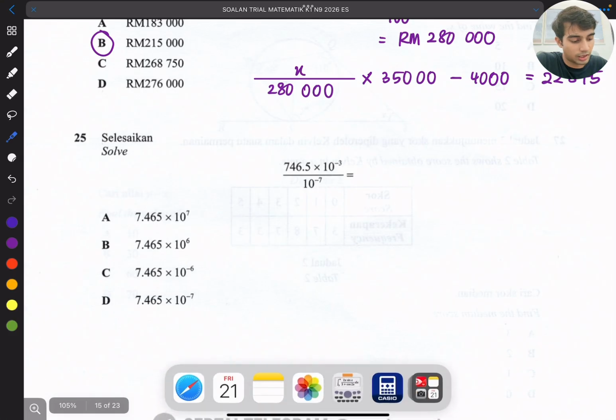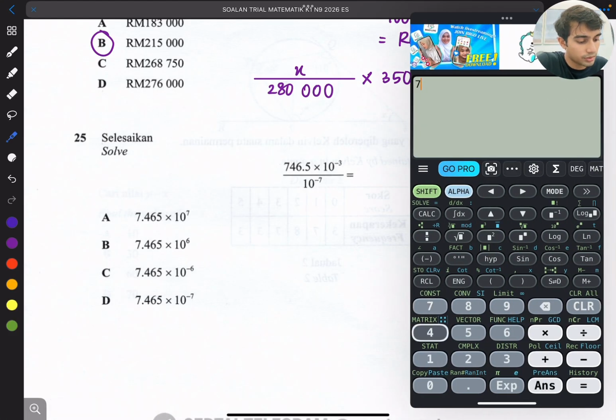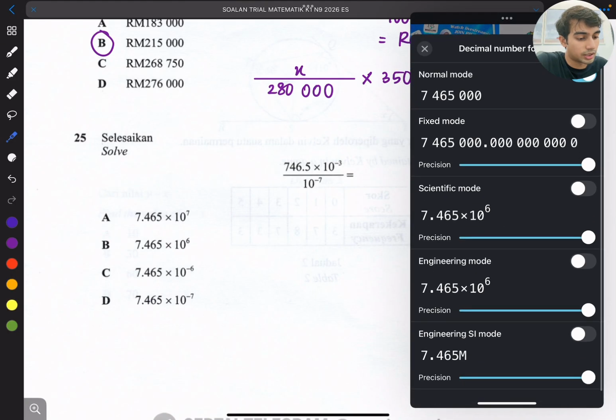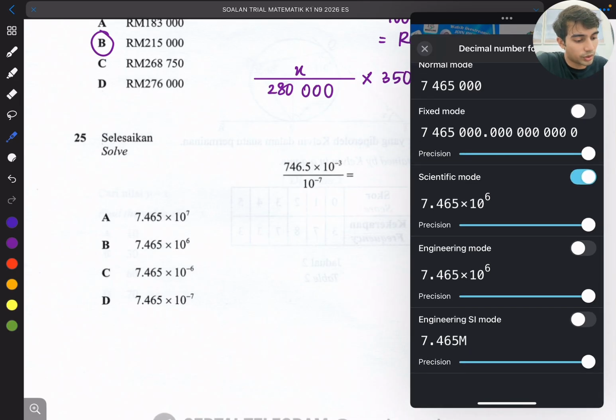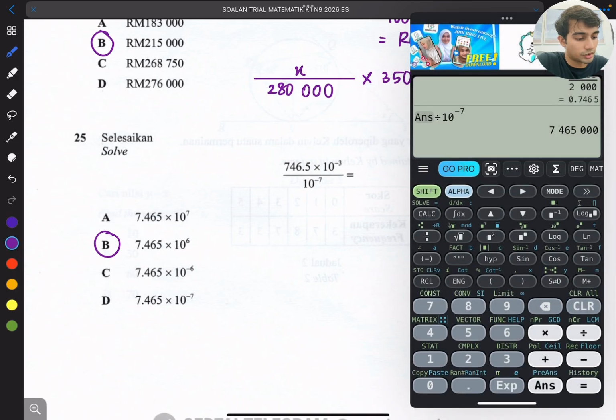Next one, you can just use your calculator. 746.5 times 10 power negative 3 divide by 10 power negative 7. We get this. So in your calculator, actually you can press the ENG button. It will give you in scientific mode. It will straight away solve it. But this is a fancy calculator. So scientific mode is given here. 7.465 times 10 power 6. Okay, you can try your calculator. So you just press the ENG button. It will move the units.